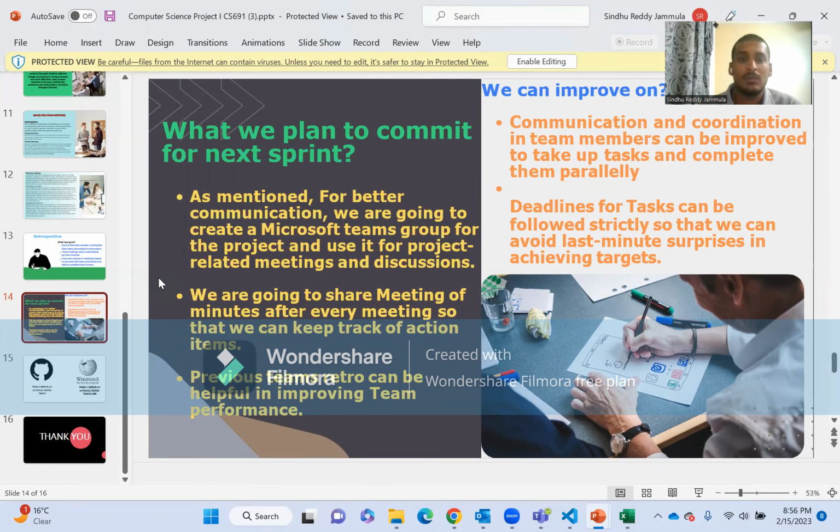As mentioned, for better communication, we are going to create a Microsoft Teams group for the project and use it for project related meetings and discussions. We are going to share minutes of meetings after every meeting so that we can keep track of each and every action. Previous team retrospectives can be helpful in improving team performance.